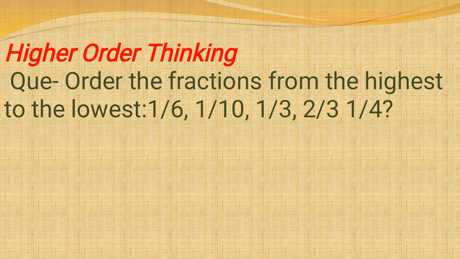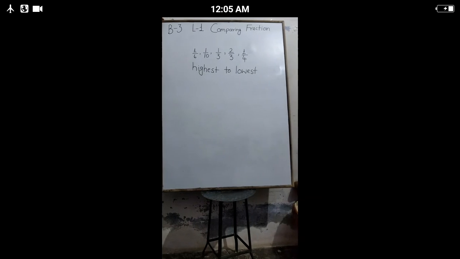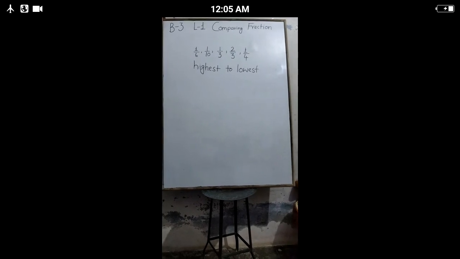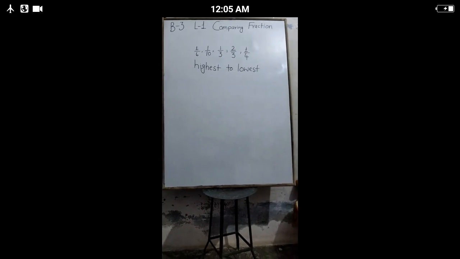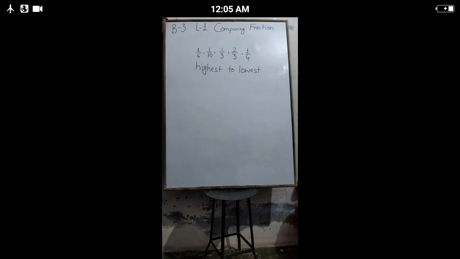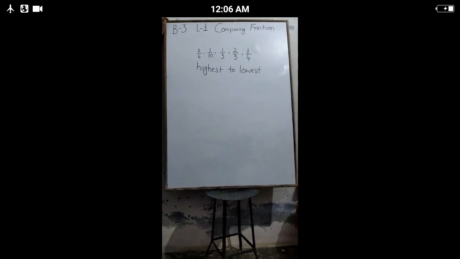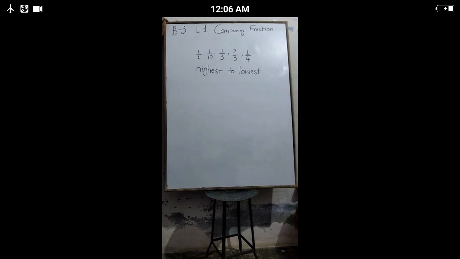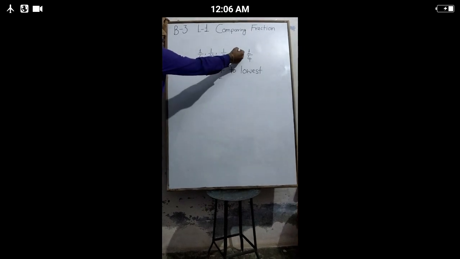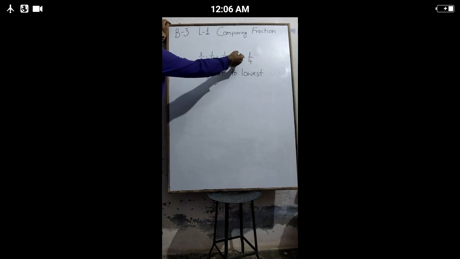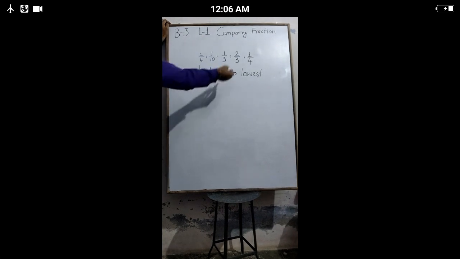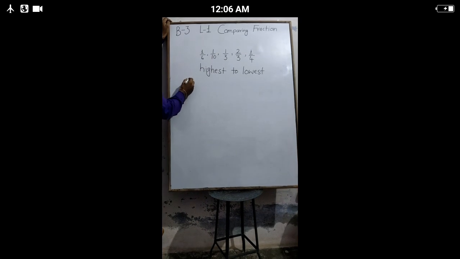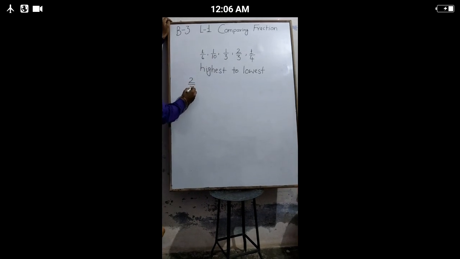So students, watch this video. Children, this is a hard question. Here I have to arrange these fractions from highest to lowest. Children, here you can see all fractions have 1 as the numerator, and here 2 upon 3 has 2 as the numerator. So children, 2 is bigger than 1. So first we start with 2 upon 3.